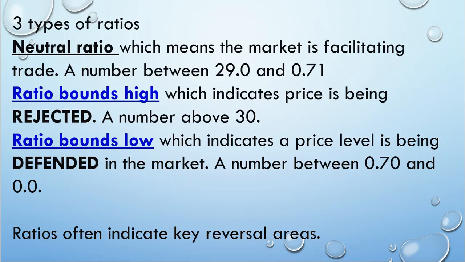So there's three types of ratios. There's a neutral ratio, which means the market is facilitating trade, and it's going to be a number generally between 2.9 and 0.71. Now, the next type is called a ratio bounds high, which indicates price is being rejected, and it's going to be a number above 30. A ratio bounds low indicates a price level is being defended in the market, and it's going to be a number between 0.7 and 0.